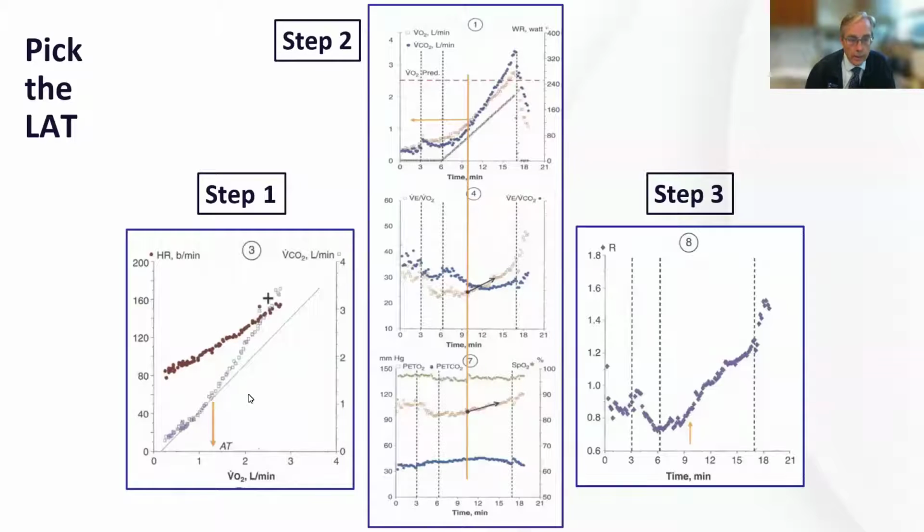So that's a way to pick it. This would be the way that Dr. Wasserman would pick it. It's called the V-slope method, and that's very important for picking an AT. But the way that Dr. Whipp would actually pick this would be step number 2 here.